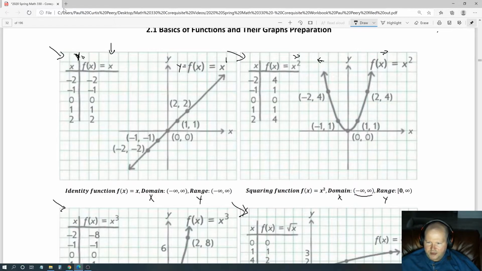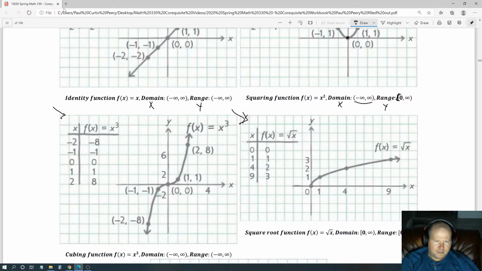Now, as far as the y values go, the smallest value is right here at the origin, right? And then it goes up from there. So this one includes 0, which is why we have to include this bracket, right? But then it just keeps going up forever, which means we go to positive infinity. Okay, so let's go to the next power.